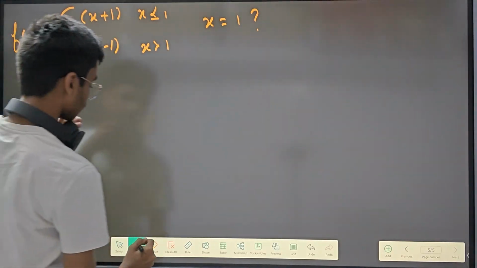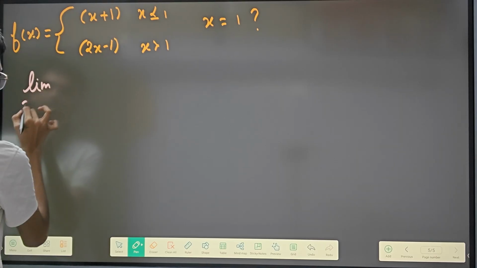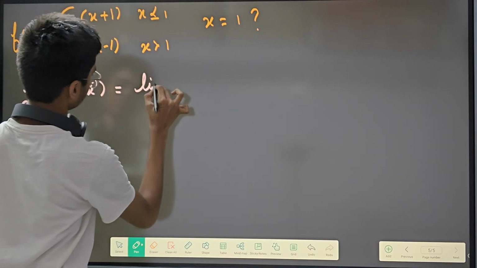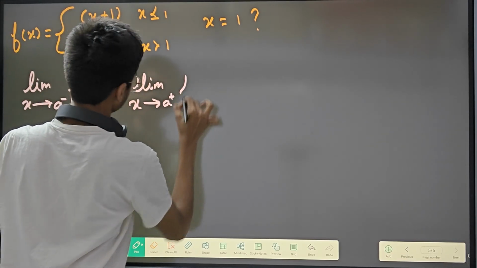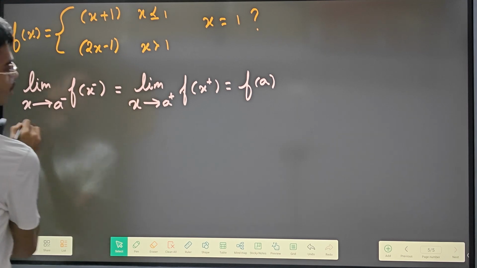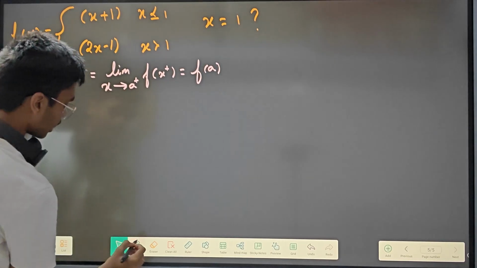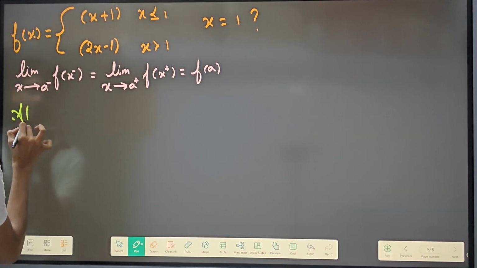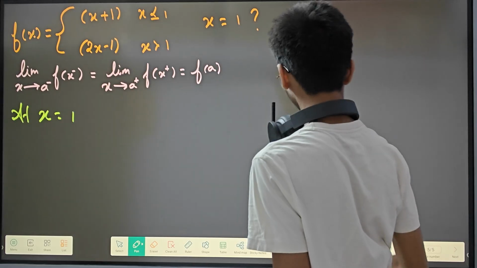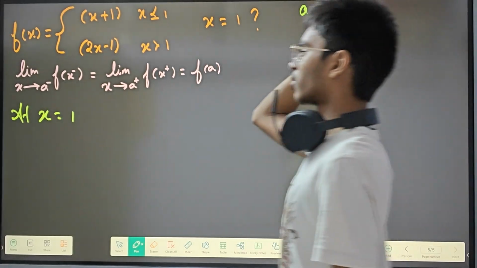So what is the formula? The limit as x tends to a minus of f of x should be equal to the limit as x tends to a plus of f of x, which should be equal to f of a. Yes, so this is our formula. First I'm going to find f of a, which means at x equal to 1, because here a is equal to 1. So at this point only you are going to find.